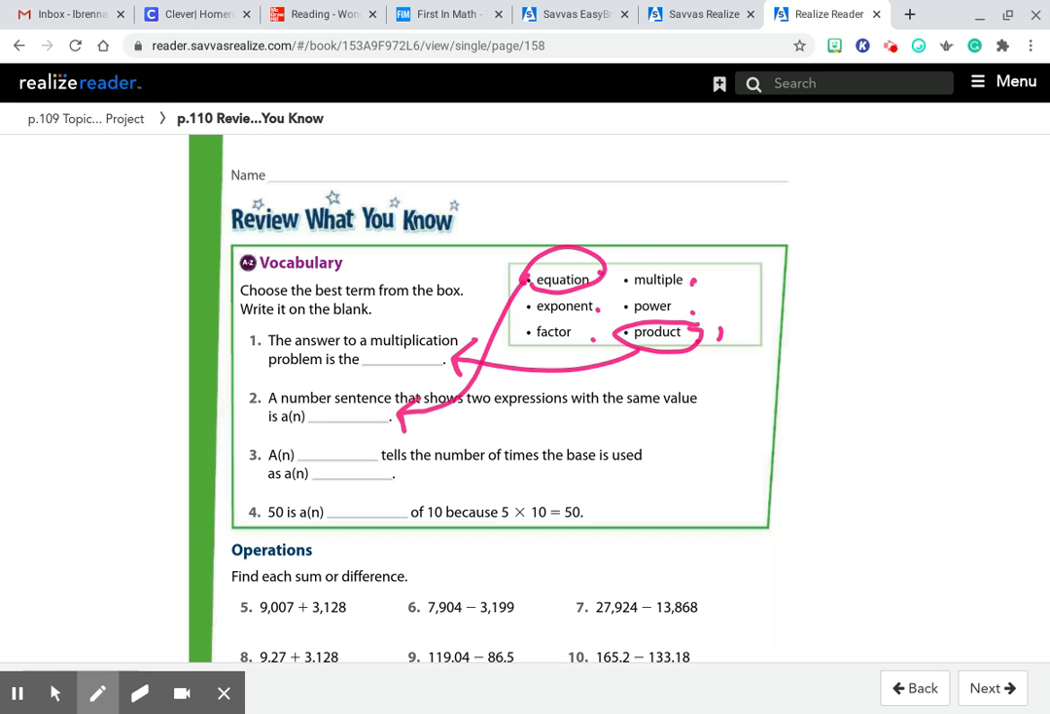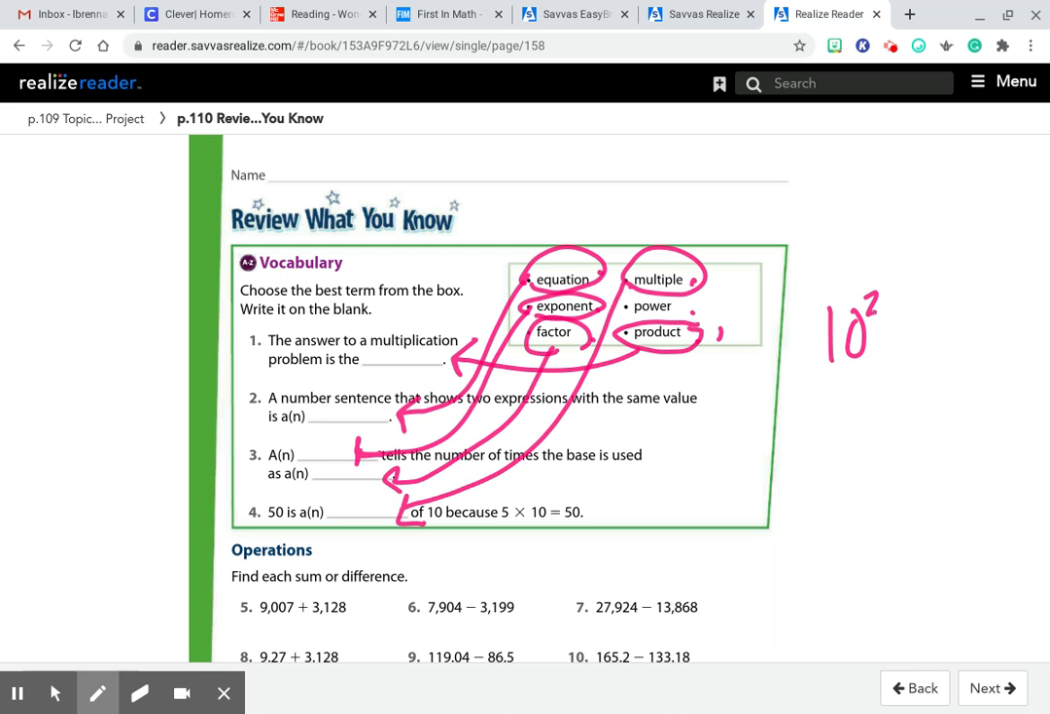Number 3, a or an blank tells the number of times the base is used as a factor. So the exponent tells the number of times the base is used as a factor. And number 4, 50 is a blank of 10 because 5 times 10 equals 50. And 50 is the multiple of 10. So the only word they didn't use was power.